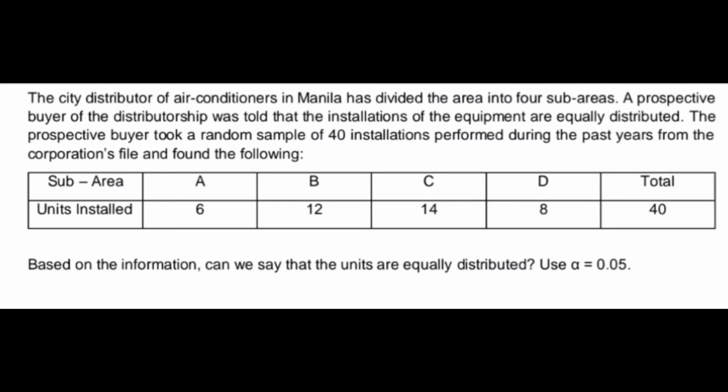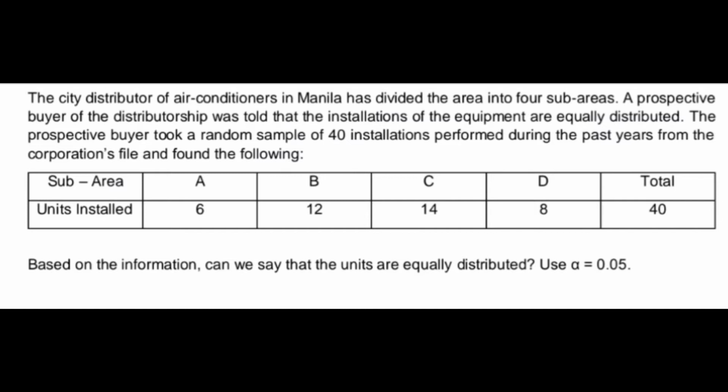Here is an example problem. The city distributor of air conditioners in Manila has divided the area into 4 sub-areas. The prospective buyer of the distributorship was told that the installation of the equipment are equally distributed. The prospective buyer took a random sample of 30 installations performed during the past years from the corporation's file and found the following. So here are the units installed in sub-areas.